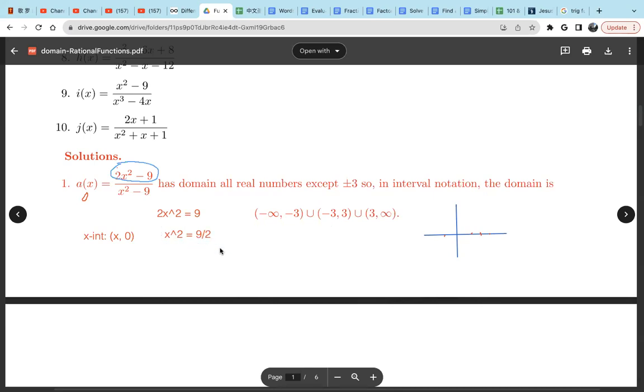Then we square root both sides. When we square root both sides, we get plus minus. When we square root, we get plus or minus 2 values. Square root of 9 is just 3. Square root of 2 is an irrational number, so we keep it inside the square root. So we have 2 x-intercepts. Right? It's plus minus 3 over square root 2, and 0.